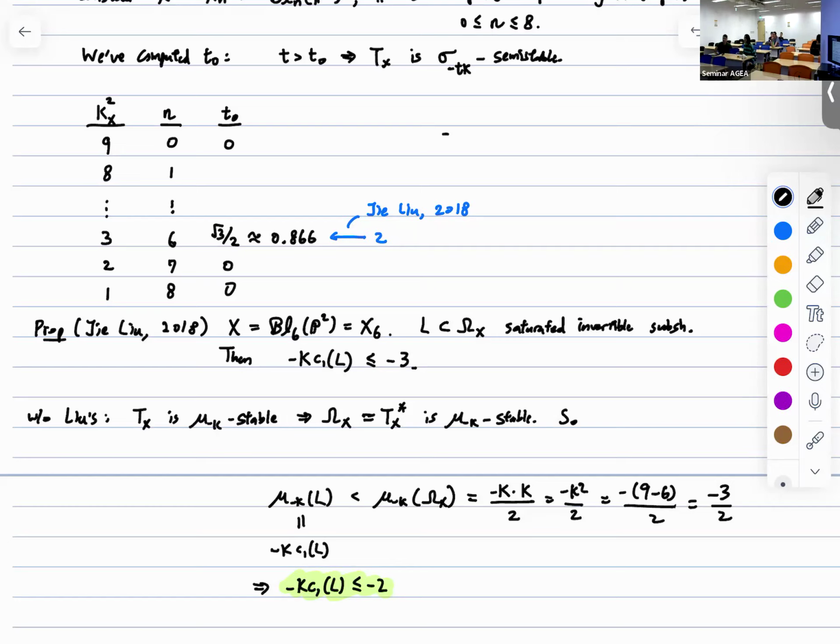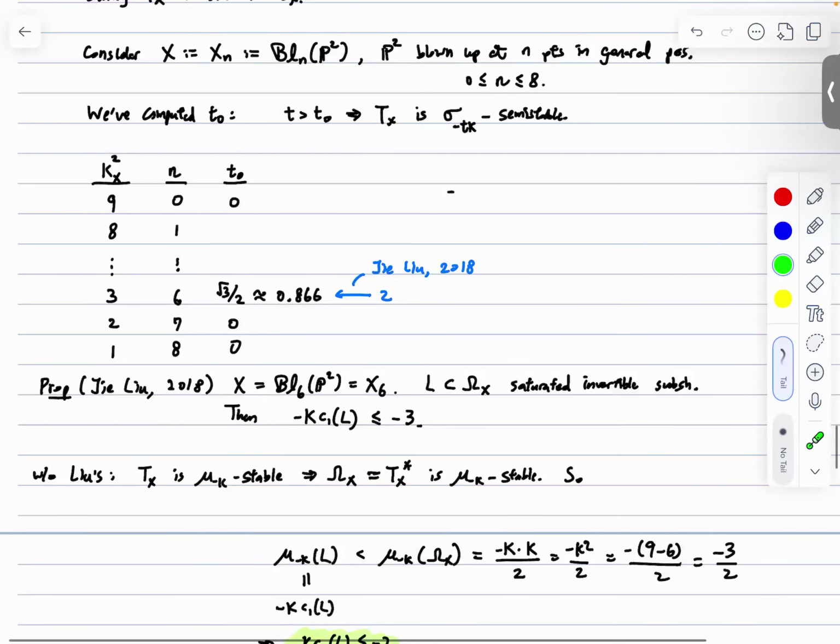What happened to the rest of the table? What happened to T naught between n equal to 1 to 5? Right, we've actually computed these numbers as well. But one reason I didn't write down the complete table was that for K squared equals 8 and 7, when we try to compute T naught by hand, there were too many cases. So we ended up writing MATLAB codes to do the computations.